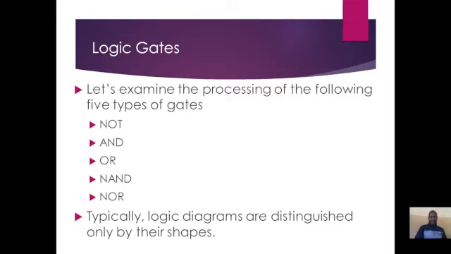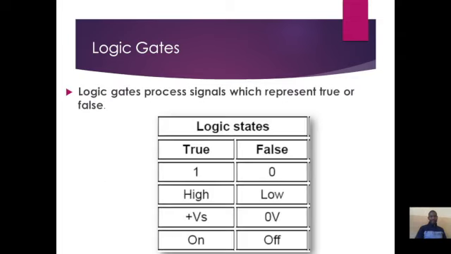So we examine these types of logic gates, the 5 of them. We'll look at a NOT gate, an AND gate, an OR gate, a NAND gate, and a NOR gate. Typically, there are several gates that one can look at, but at our level, we'll restrict ourselves to these 5 gates.